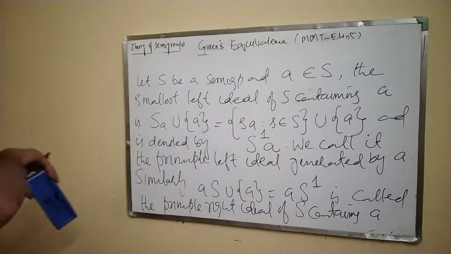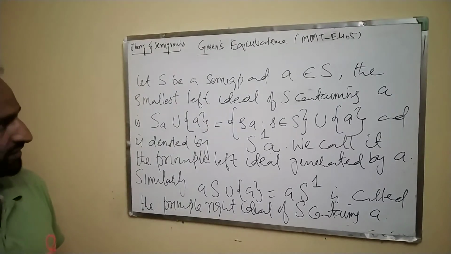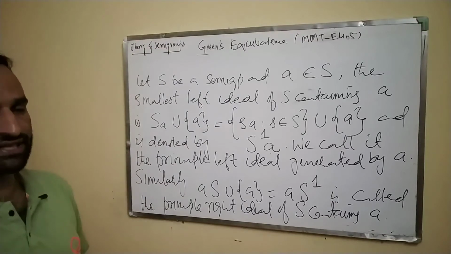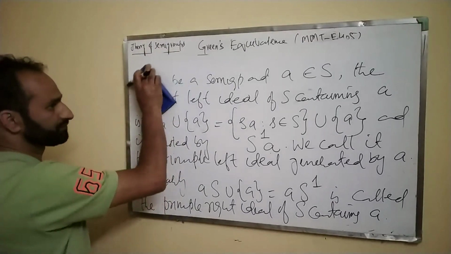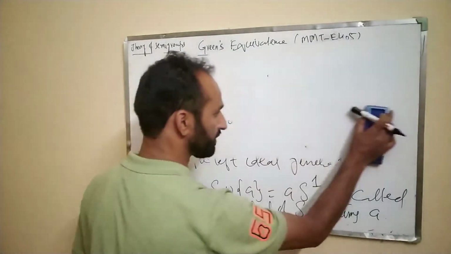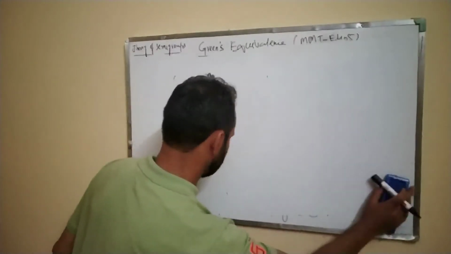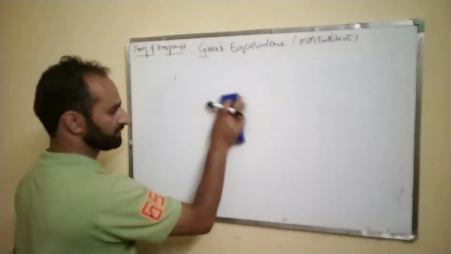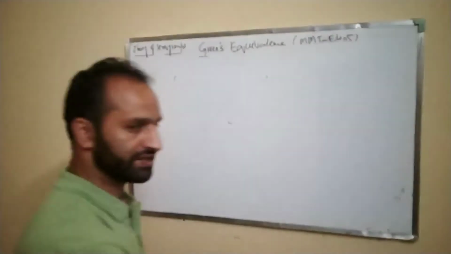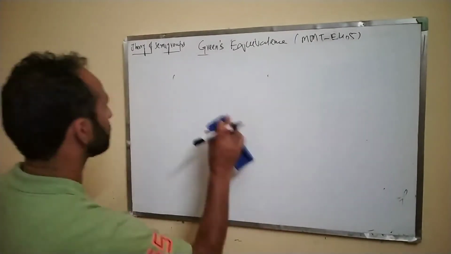Now, based on these ideals, principal left ideal and right ideal, we will define equivalences, and those equivalences we call the Green's equivalences. The first Green's equivalence is the L relation, and the second is the R relation. Both are equivalences, and then we see their intersection, which is also an equivalence, and then we see their join. They are very important relations, all given by Green.